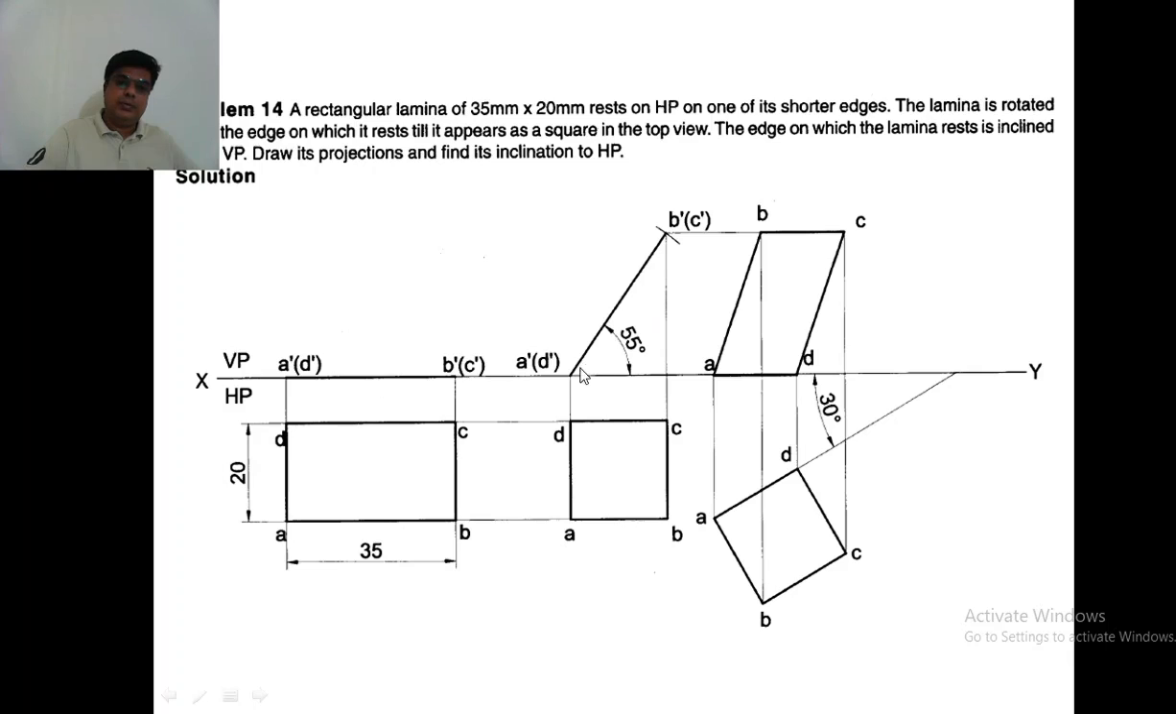So this line will be equal to this line. Then you project it, you will get this angle. Then the remaining edge, you make it 30 degrees to VP. So the length AD is not reduced, so directly you can keep it at 30 degrees to VP.